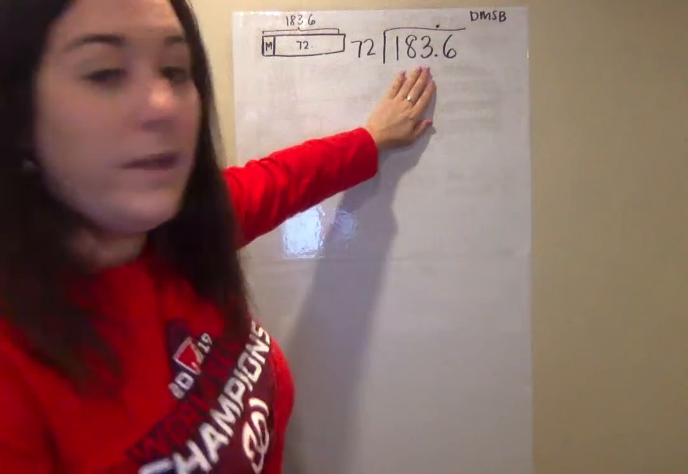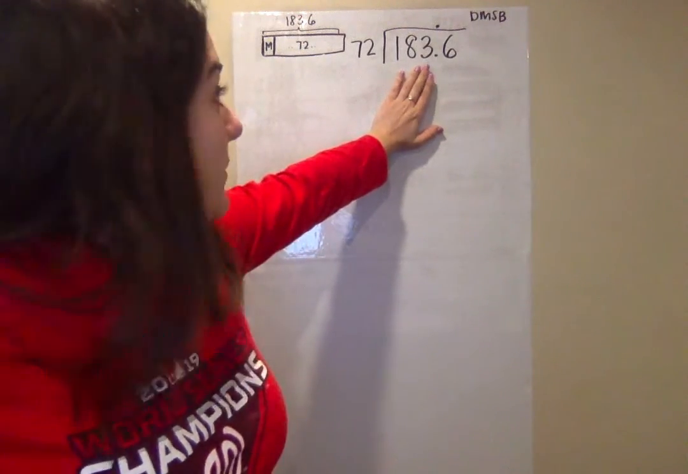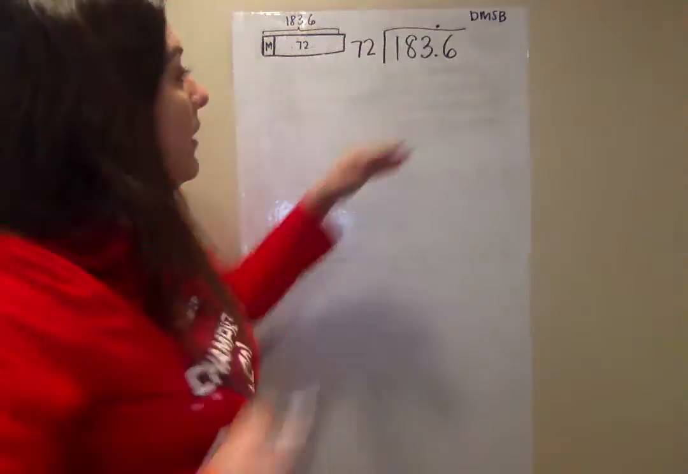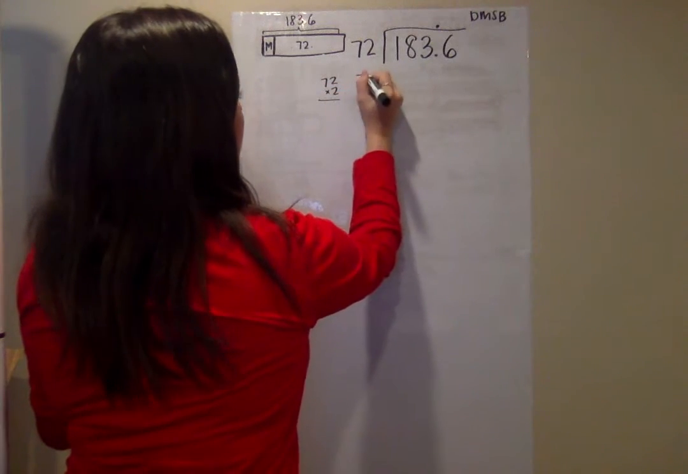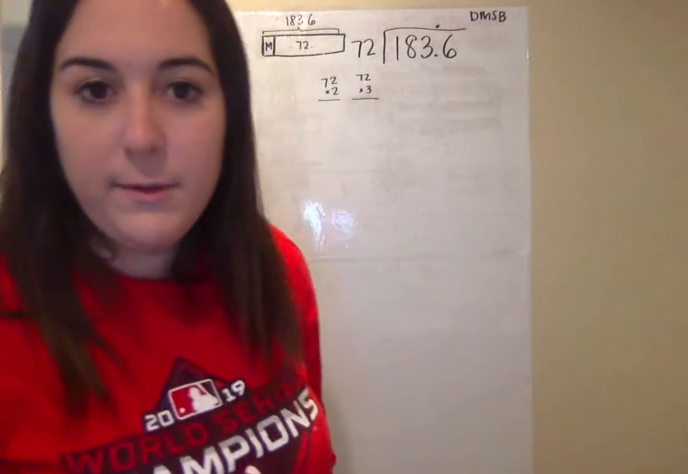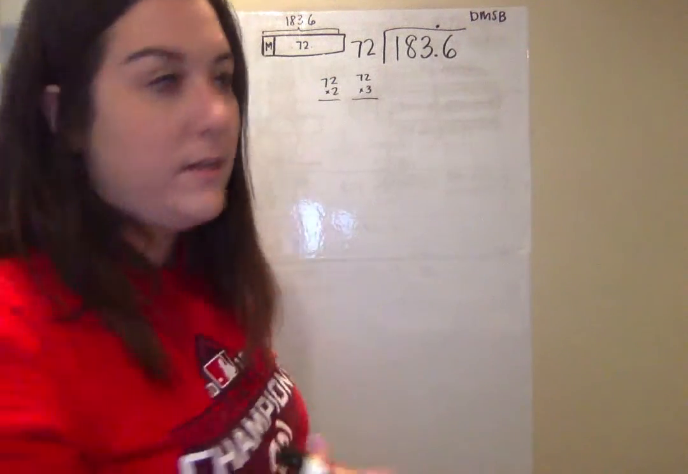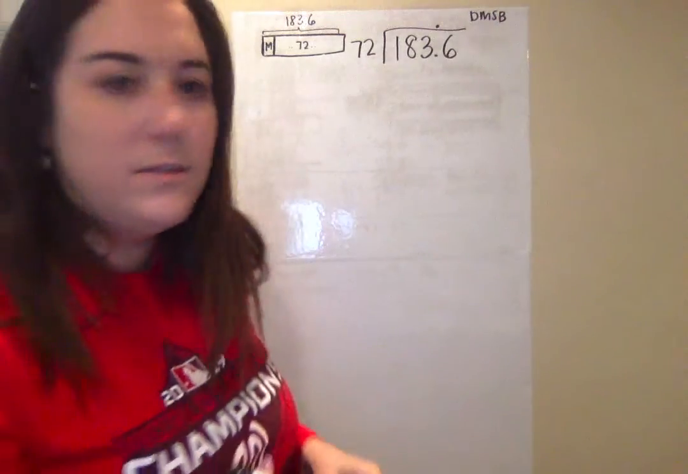So if you don't know, please pause the video. Take a few minutes to figure out how many times it goes into 183. If you forgot, you can do that by trial and error. So you could say 72 times 2, 72 times 3, and see how close you can get to 183 without going over. I'm going to trust that you really are going to take the time to stop and do this so that you're not just writing down everything that I say, okay? I really want you guys to make sure that you're practicing your math skills.